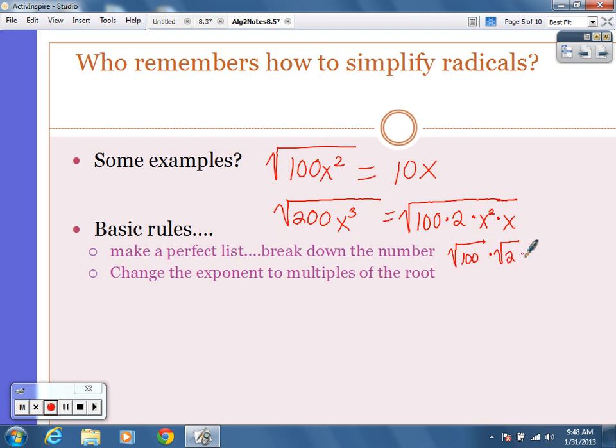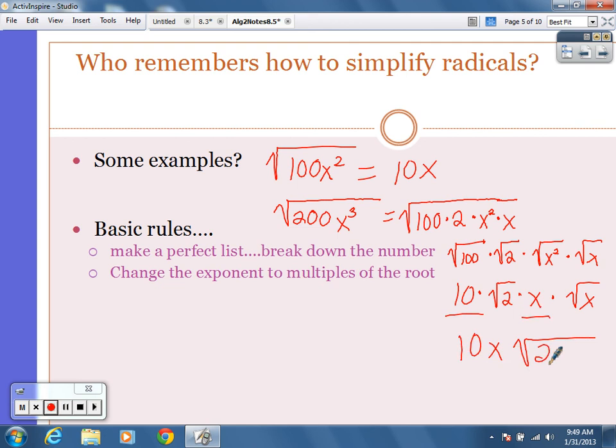And I usually only write this step that I'm writing now when I'm explaining this for the first couple times. This will be a step you guys will eventually drop out. So it's going to be 10 times square root of 2 times x times square root of x. Let's make this look nicer. Put the 10 and the x together, and that will be out front. 10x square root of what's left underneath? 2x. That is how that simplifies.